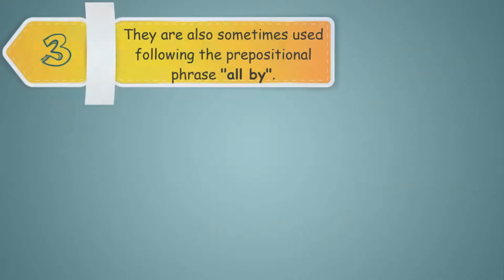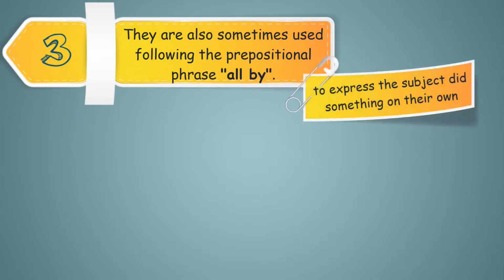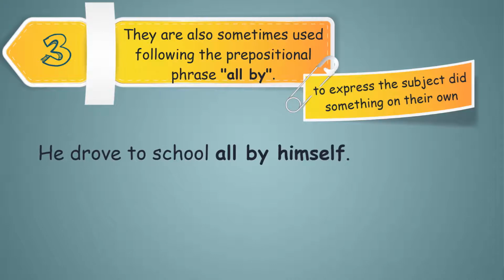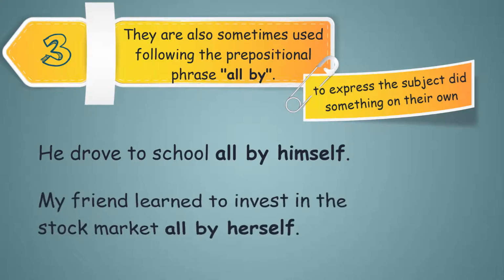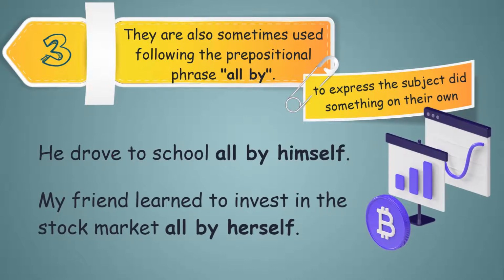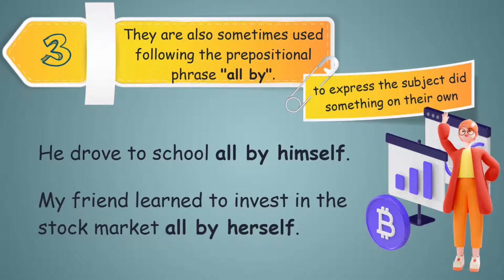They are also sometimes used following the prepositional phrase all by to express the subject did something on their own. He drove to school all by himself. My friend learned to invest in the stock market all by herself. It means that she did it on her own. No one else helped her.